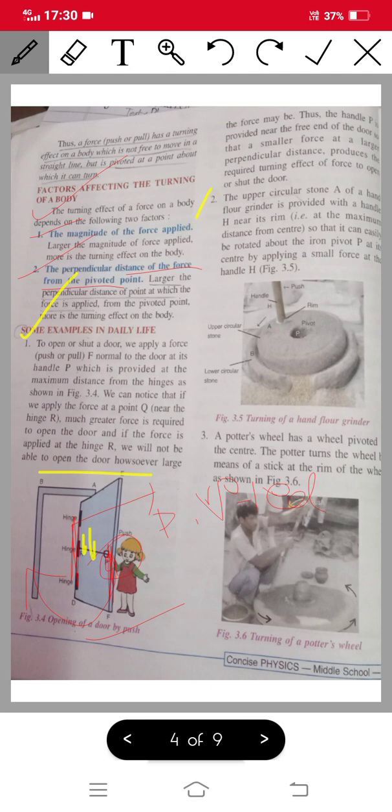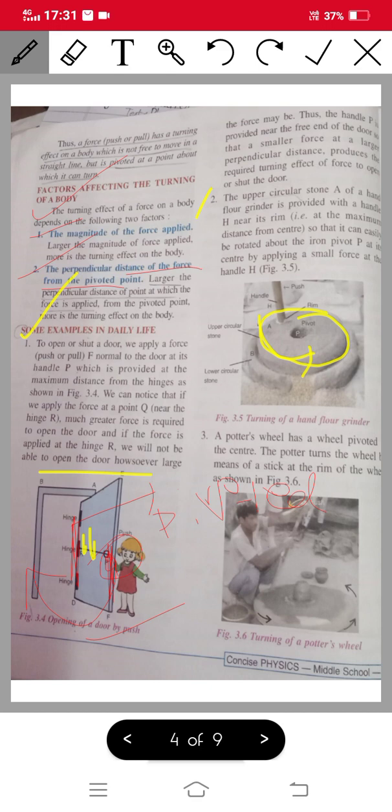Point number 2 is the upper circular stone A of the hand flour grinder, which is pivoted with a handle H near its rim at the maximum distance from the center, so that it can easily be rotated about the iron pivot P at the center by applying a small force at the handle. So this is the stone, and we have to move this stone to grind that particular thing which is given in this flour grinder. If we are giving wheat or anything else, then we have to move it. So we have to see these two things.